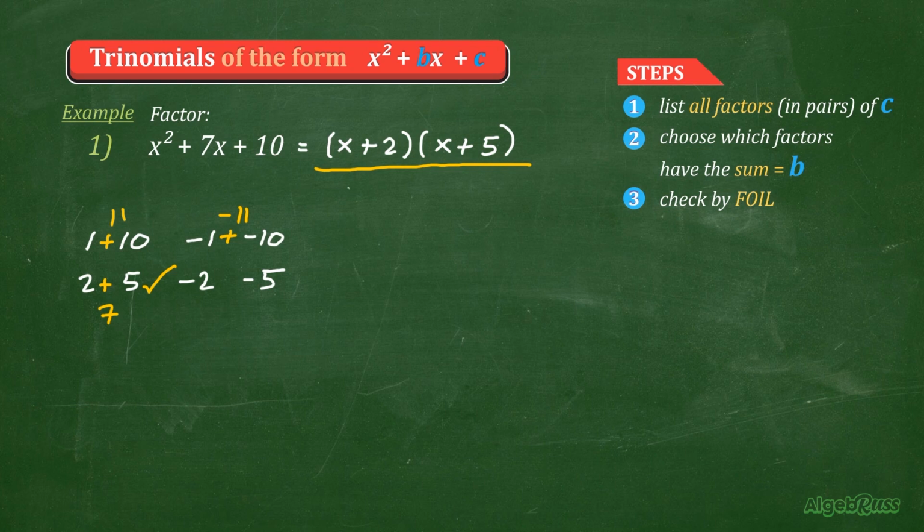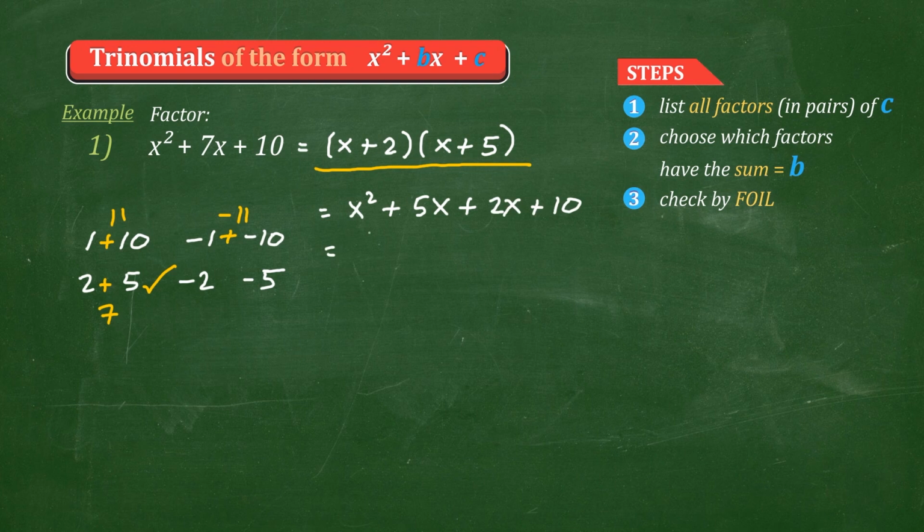Final step though, just to be sure, let's check by FOIL. x times x is x squared, plus x times 5 is 5x, plus 2 times x is 2x, plus 2 times 5 is positive 10.